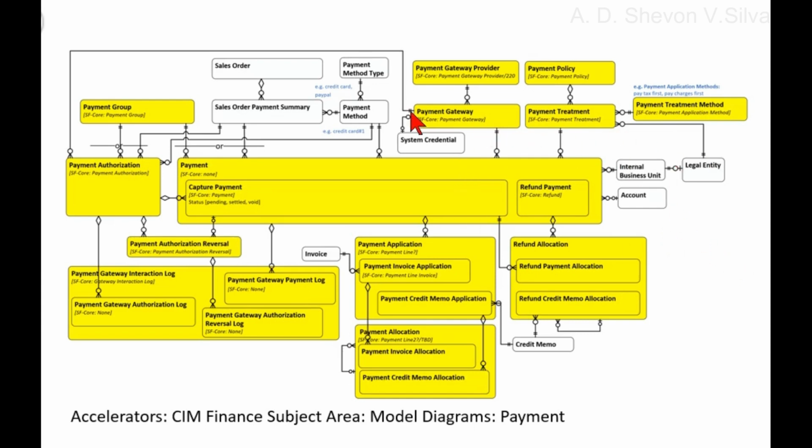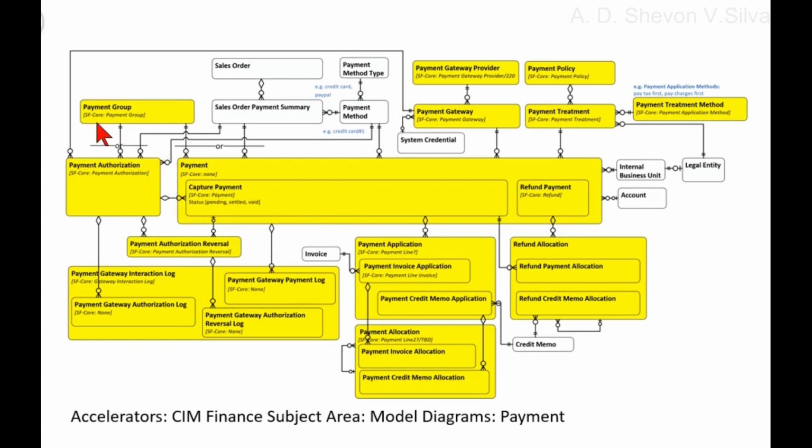Here you can see capture payment and refund payment are within payment, and you can see status pending, settled, and void. Here the SF score is refund and SF score payment, and here the payment SF score none.